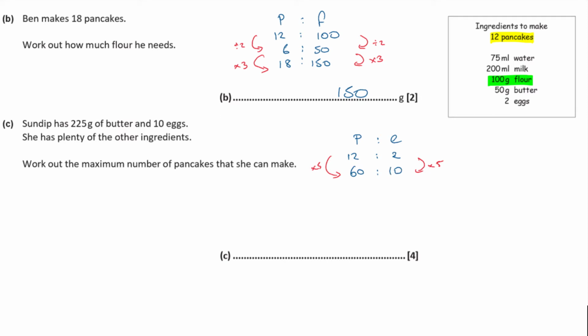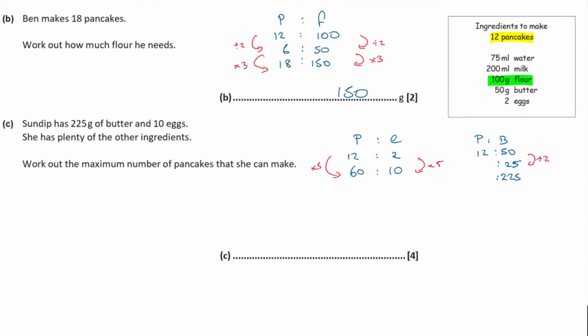But that might not be the limiting factor. I might be limited on the butter. So let's just double check the butter as well. For the butter, we've got 12 pancakes requiring 50 grams of butter, and we've got 225 grams. Again, it might be helpful to go by a stepping stone, because 50 doesn't go directly into 225. If I halve it first to get 25, then I can easily scale it up to 225 after that.